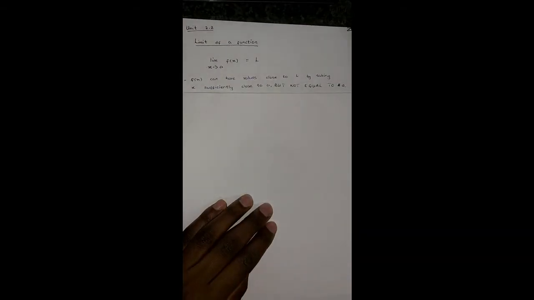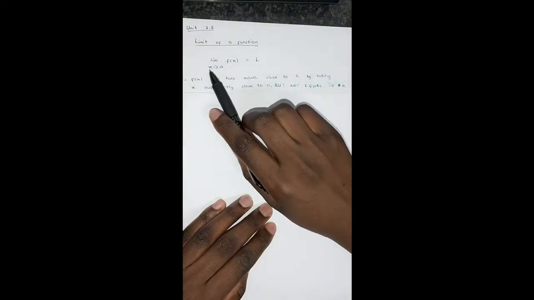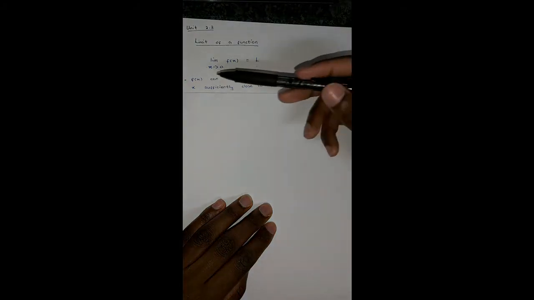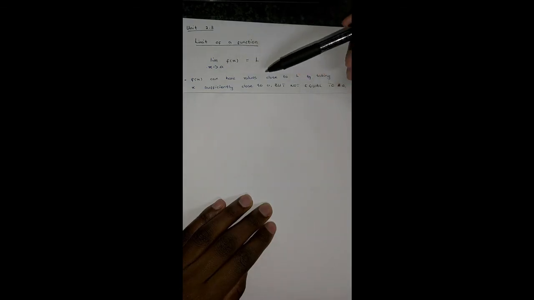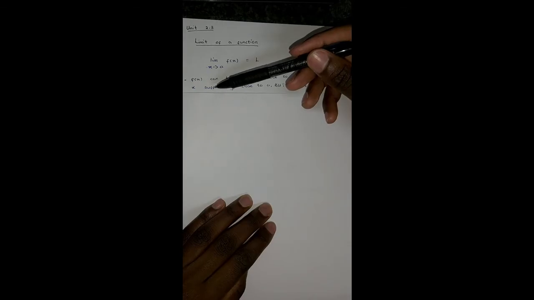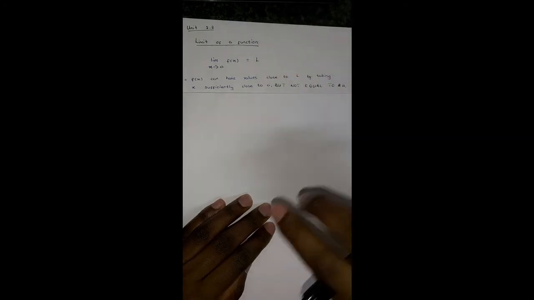Okay, moving on to Unit 2.2, which is limit of a function. So we'll start off with the basic definition of a limit. It is represented by the limit of f(x) as x goes to a is equal to L. And then our f(x) can have values close to L by taking x sufficiently close to a, but please do remember that our x can never be equal to a. It goes close, very close to a, but then never exactly equal to a.